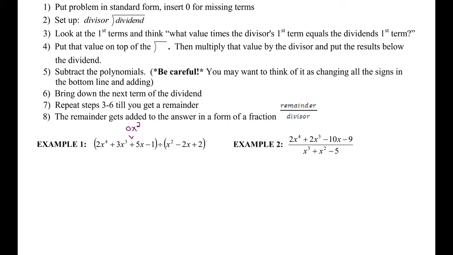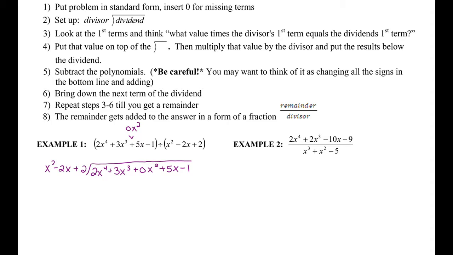Then we're going to set up our problem. X squared minus 2x plus 2 is your divisor, so it goes outside. And then under the bracket is your dividend, where you have 2x to the 4th plus 3x cubed plus 0x squared that we added in plus 5x minus 1.